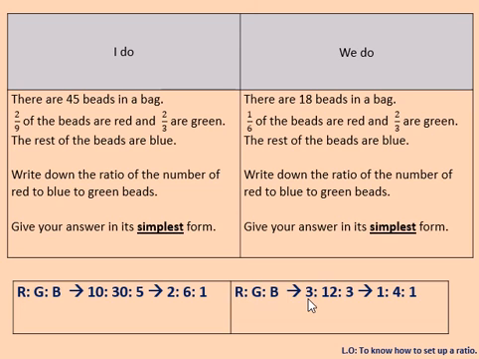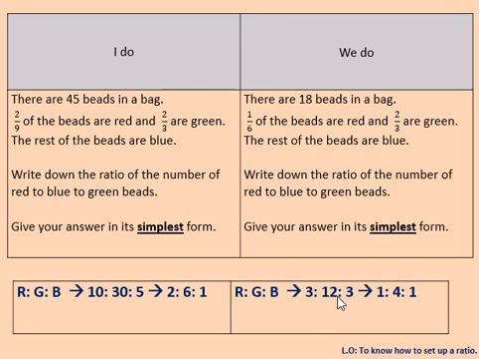So we've got 3 in the red part of the ratio. 2/3 are green, so we need to find 2/3 of 18. 1/3 is 6, 2/3 is 12, so we know 12 of these are green. And it says the rest of the beads are blue. So 3 add 12 gives 15. The remaining 3 are going to be blue. So we have a ratio of 3 to 12 to 3. And we need to write this in its simplest form.